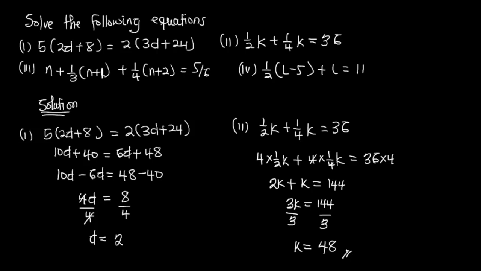Alright, so let's proceed to look at the third example. We have n plus 1 over 3, n plus 1 plus 1 over 4, n plus 2 is equal to 5 on 6. Alright, so the first thing we need to do, as usual again, we find the LCM. Since we have fraction 1 over 3, 1 over 4, and 5 over 6, we multiply through by the least common multiple, the LCM. The LCM for 3, 4, and 6 is 12. So we use 12 to multiply each individual term over here.